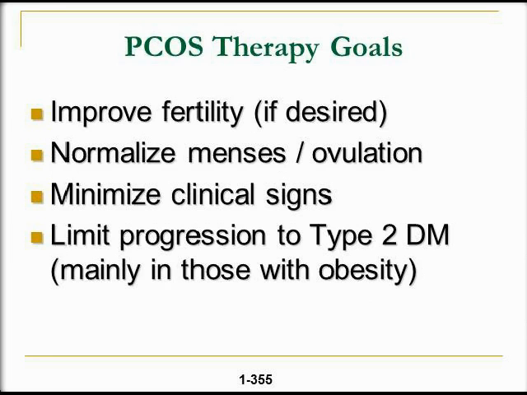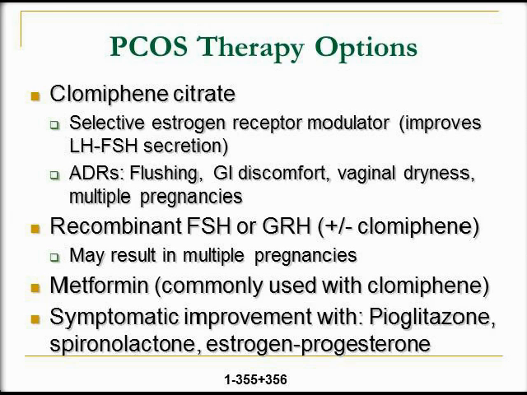Hopefully you can normalize menses and ovulation, reduce those clinical features that we just talked about. And particularly if they're overweight, we want to hopefully reduce their chances of going on to develop type 2 diabetes. What are our options? There's a bunch of different options out there. Again, a lot of good reviews out there for you.